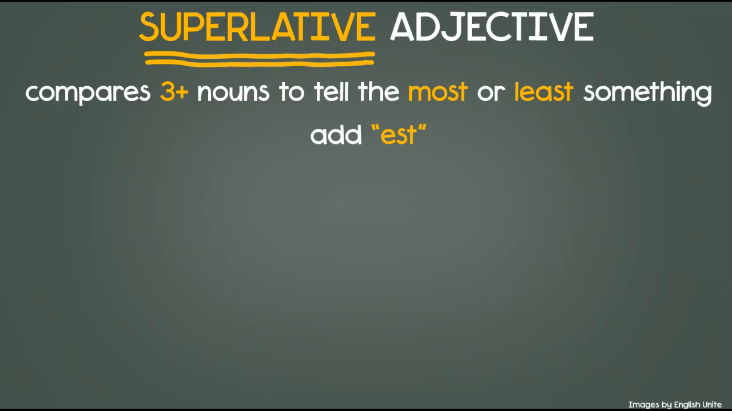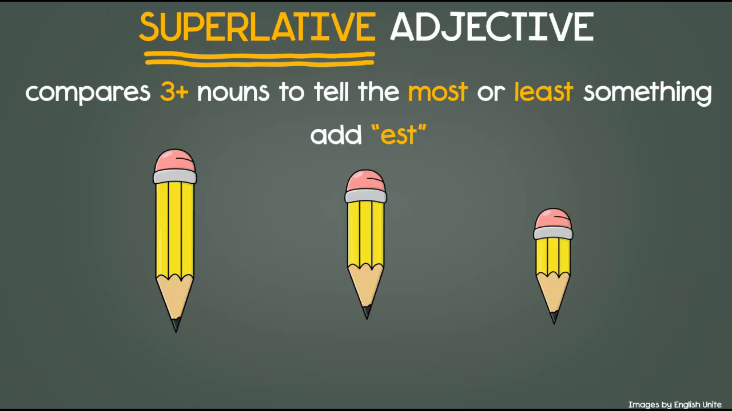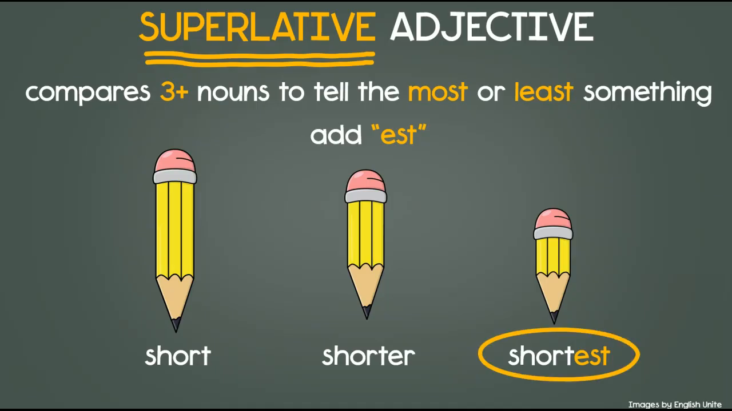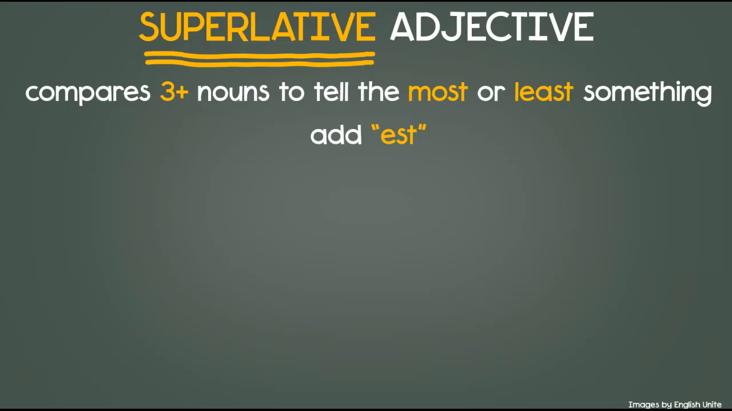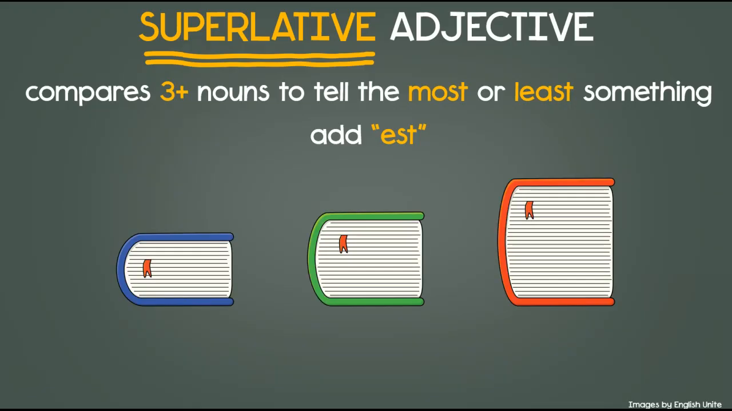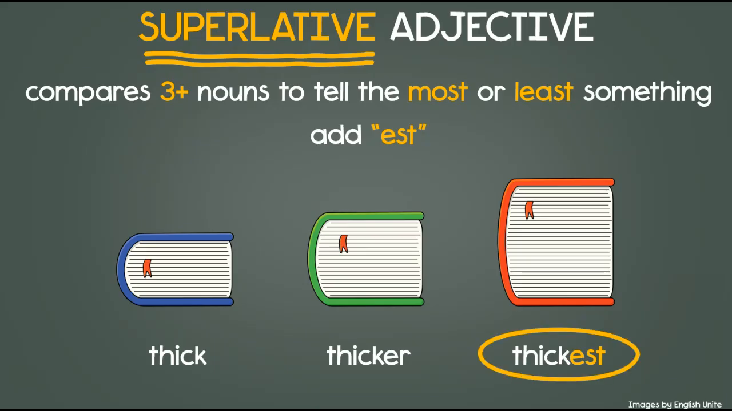You could also compare three pencils by saying, this pencil is short, this pencil is even shorter, this pencil is the shortest, where shortest is the superlative form of the adjective short. Lastly, if you are comparing three thick books, you might say, this book is thick, but this one is thicker. This is the thickest book, where thickest is the superlative form of the adjective thick.